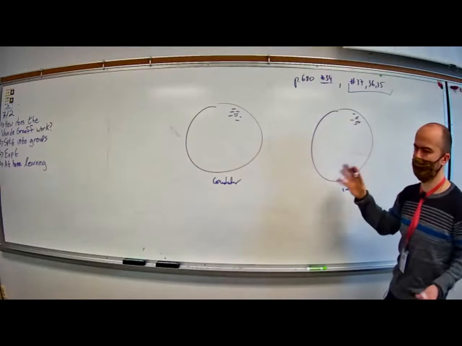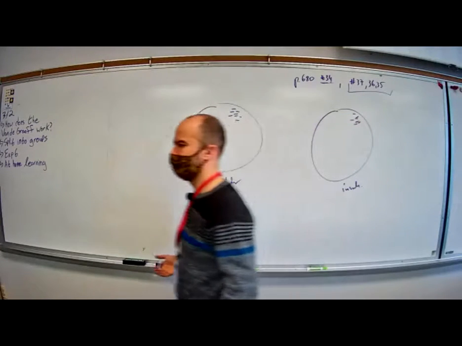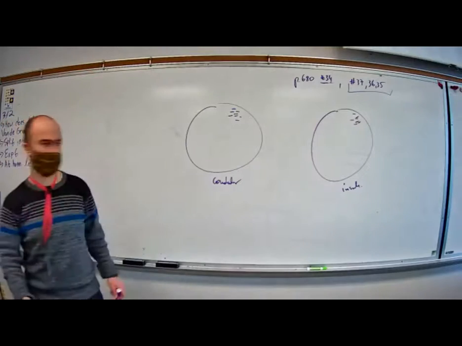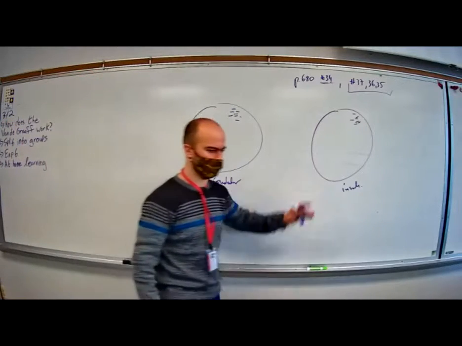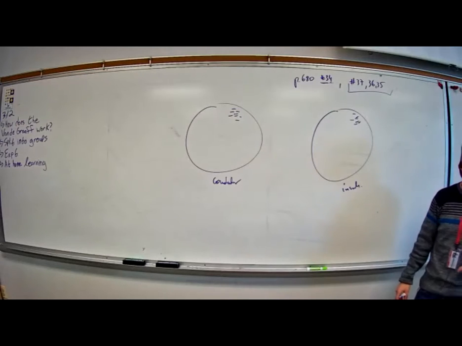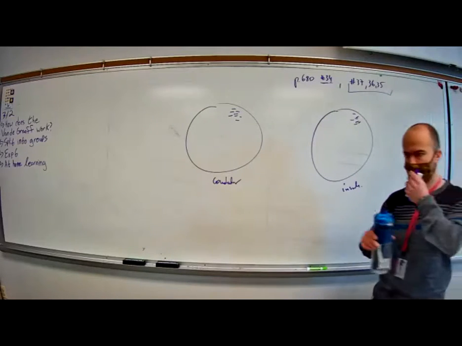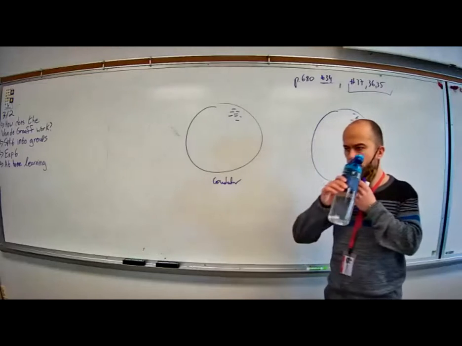What will be the difference between the two? This is a conductor. This is an insulator. What's the difference in terms of how electrons will behave? In the insulator, they can't distribute evenly. They just kind of get stuck.